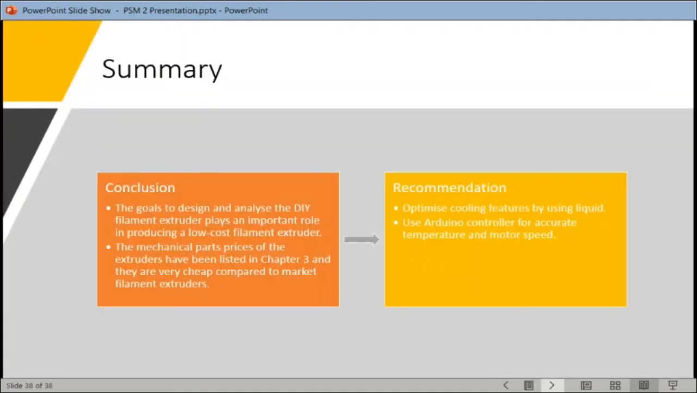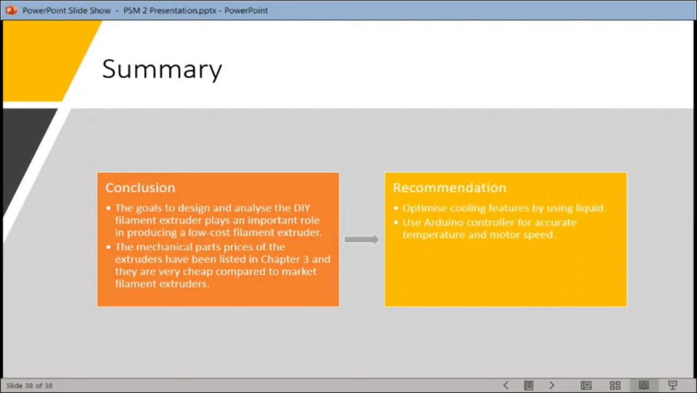For the conclusion, the objective of the research has been achieved. The design of the filament extruder that is shown has a low cost budget, with all the mechanical parts' prices listed in chapter 3, and it is way cheaper than the market filament extruders.